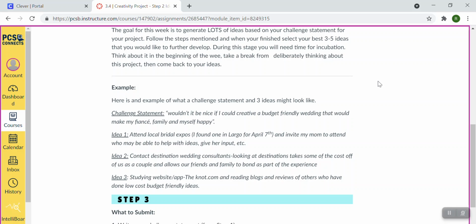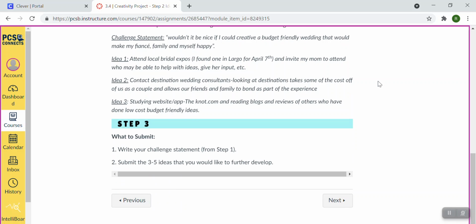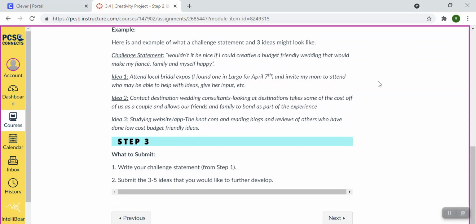And so I did have an example for you so that you know what you need to submit. I don't think you're submitting a Word document. You can just type it literally right into the text box. And so here's your example.